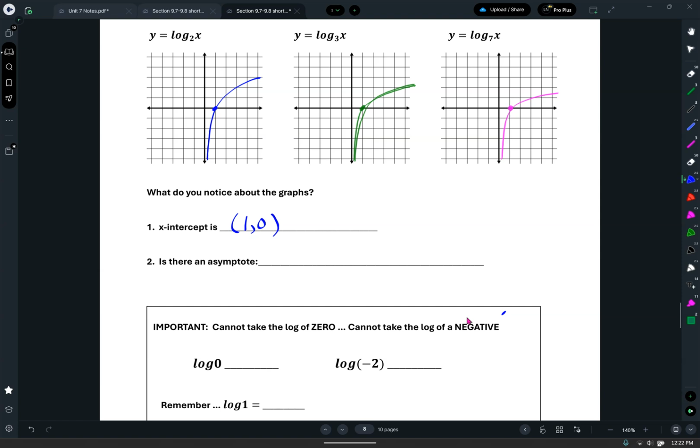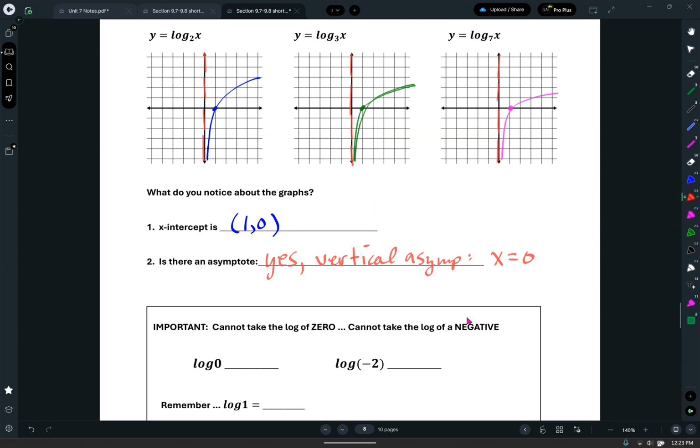Remember on the exponential graph, we had a horizontal asymptote, but it looks like on each of these there's a vertical asymptote. Do you see that all three of these graphs, no matter what the base, leveled off at the y-axis? They never crossed over the y-axis. So we're going to say, yes, there is an asymptote. In fact, it's a vertical asymptote. In this case, since all of them are on the y-axis, the equation for that vertical line would be x equals 0.